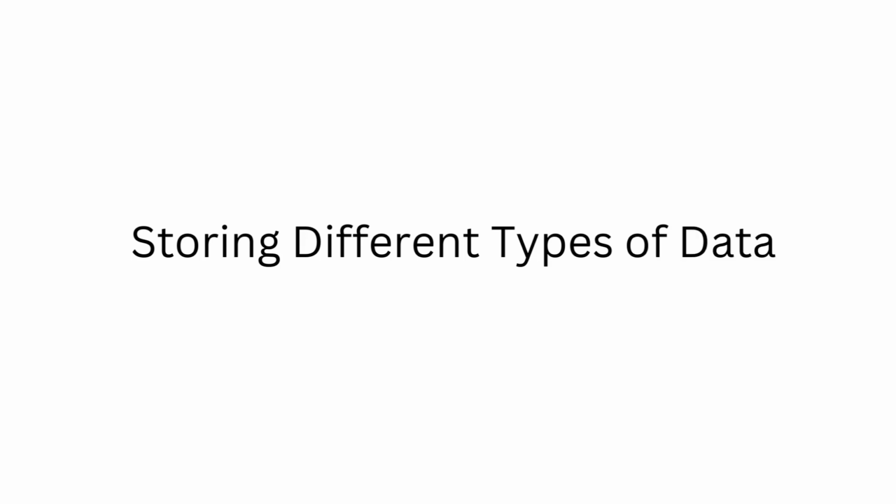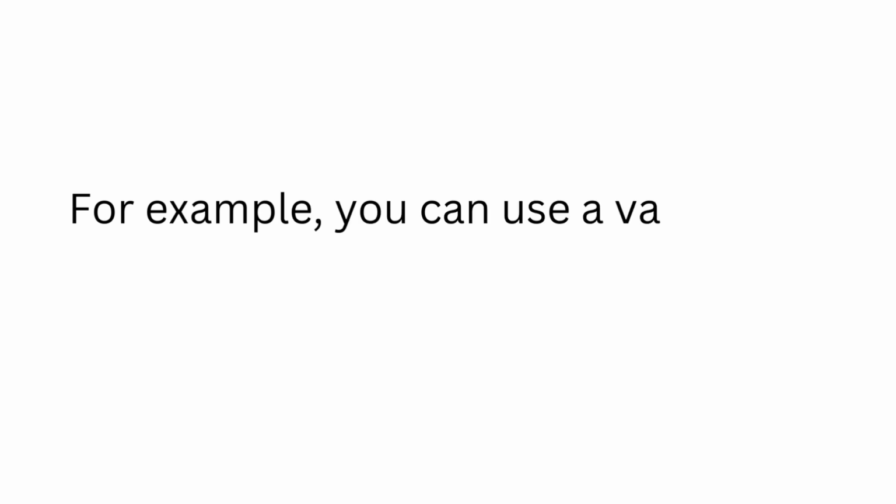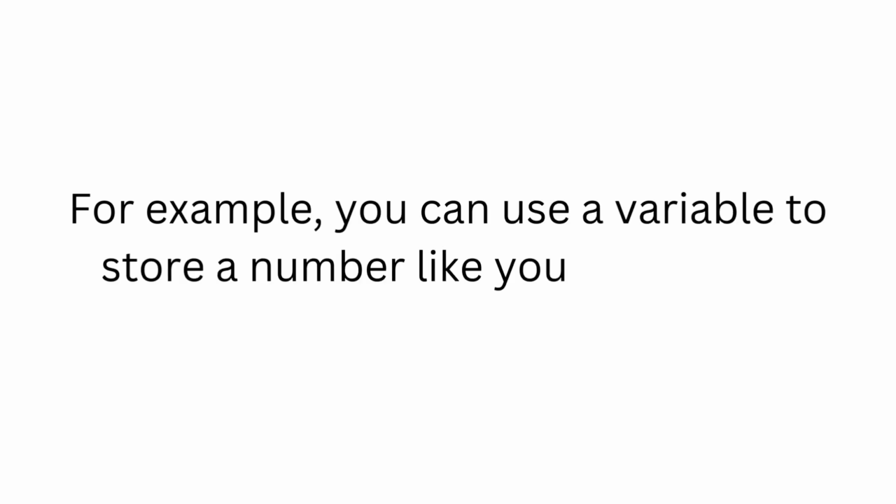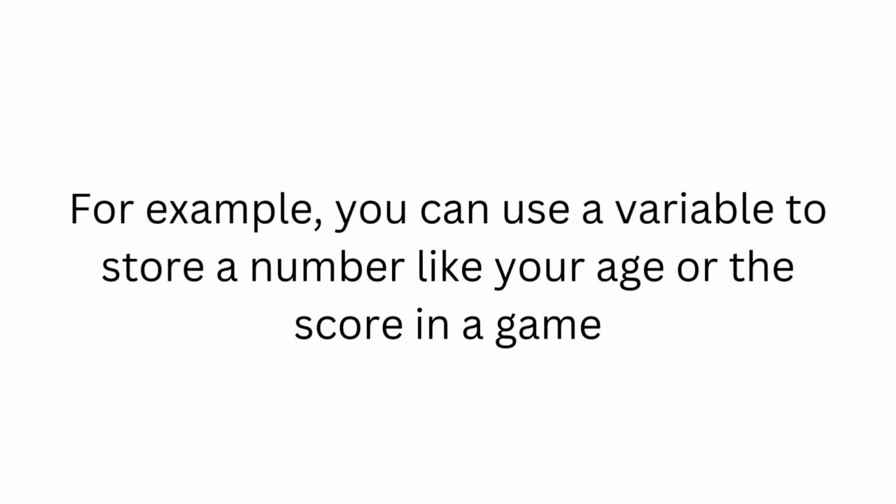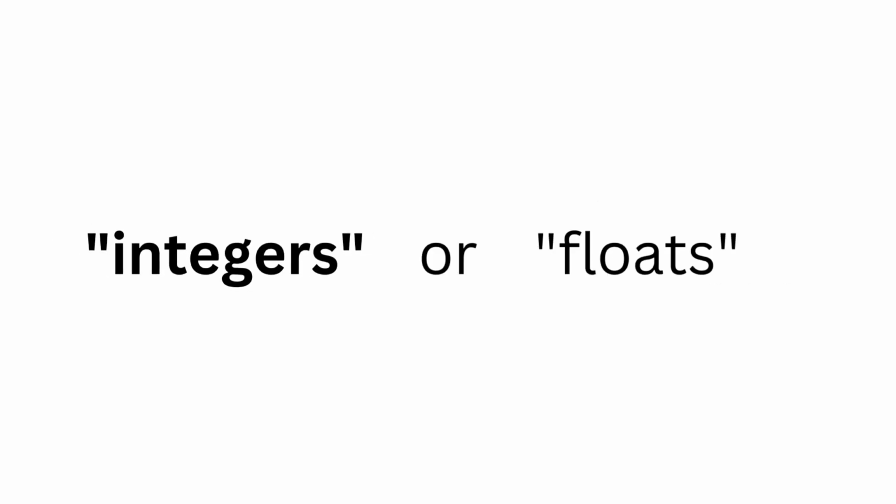Storing different types of data. Variables can hold different types of data. For example, you can use a variable to store a number like your age or the score in a game. We call these types of data integers or floats. You can also store words, sentences, or any text using variables, which we call strings.